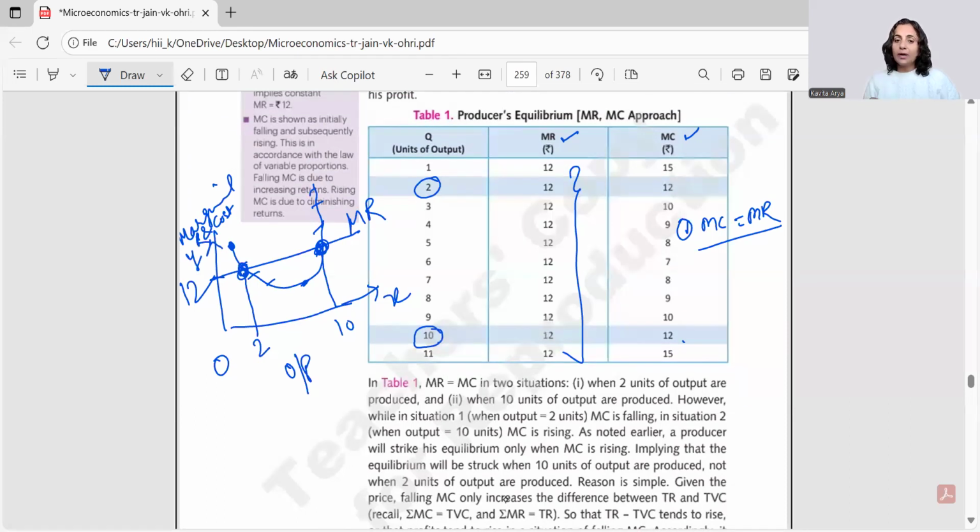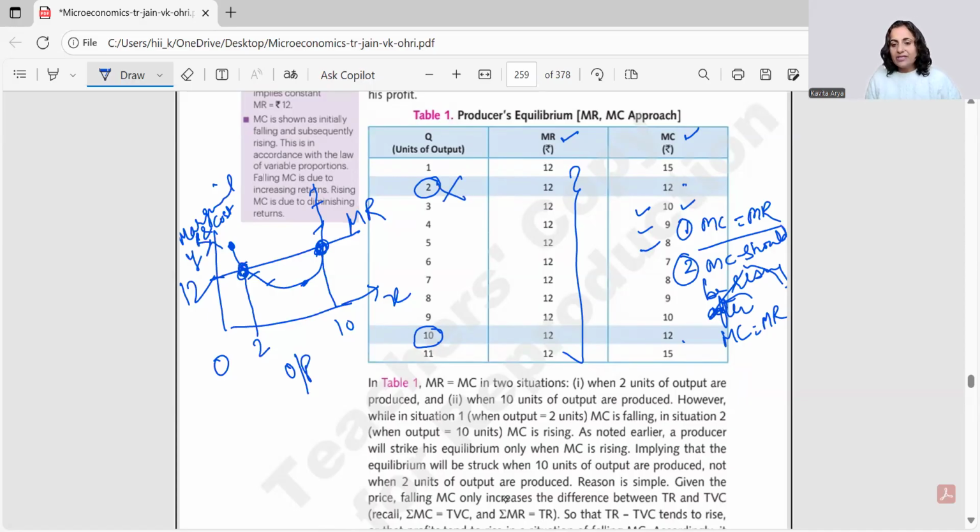So how do we decide which is the right condition? The secondary condition is that MC should be rising afterwards, after MC is equal to MR. So when MC is equal to MR, after this, is MC rising? MC has started falling here. See this. It means this point is overlooked.